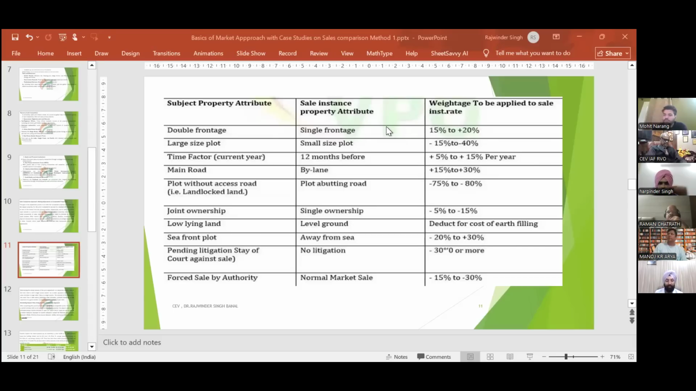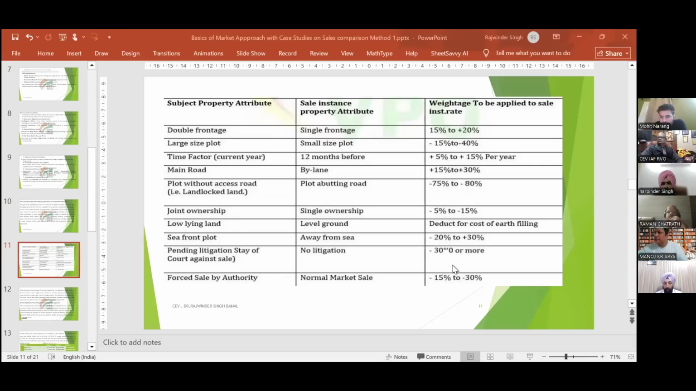Clear, sir? Any doubt? These weightages, do we need to keep them as written, or keep them as a thumb rule for all the valuations? Well, it will depend on condition to condition, case to case. We will be taking some examples that will make things clear to you. Does this vary from state to state? Ma'am, we will take one or two examples that will make things clear.